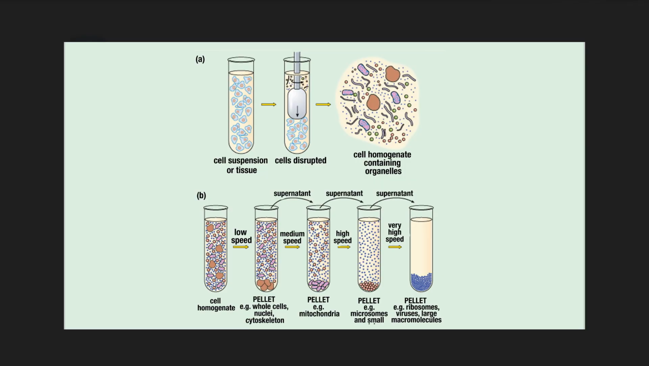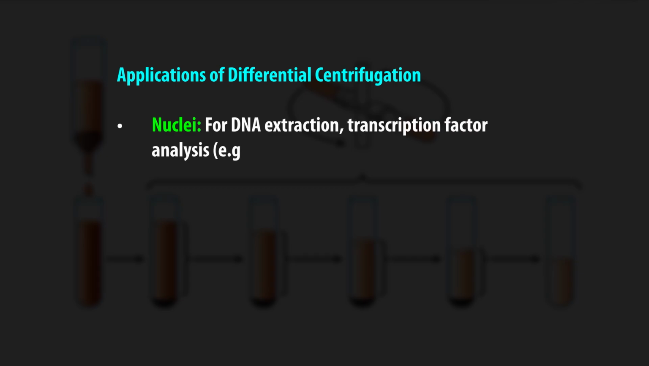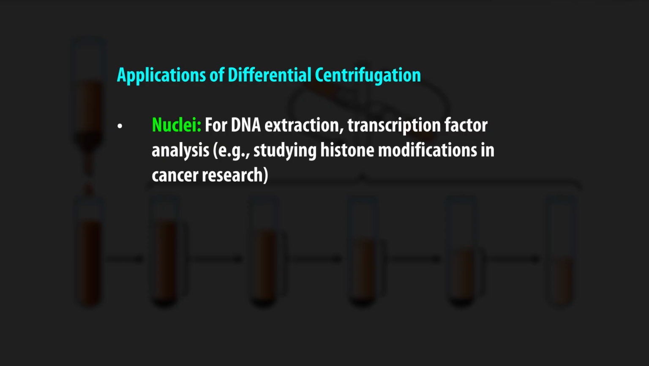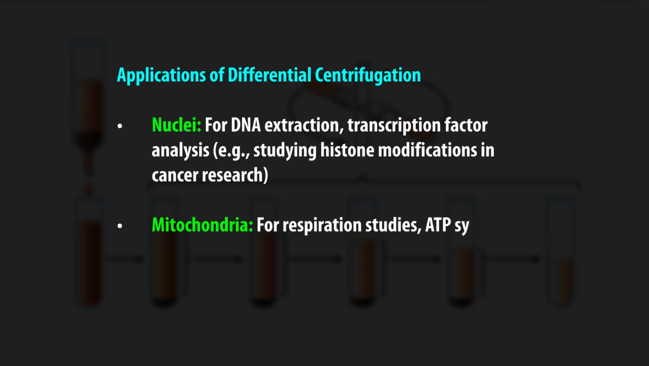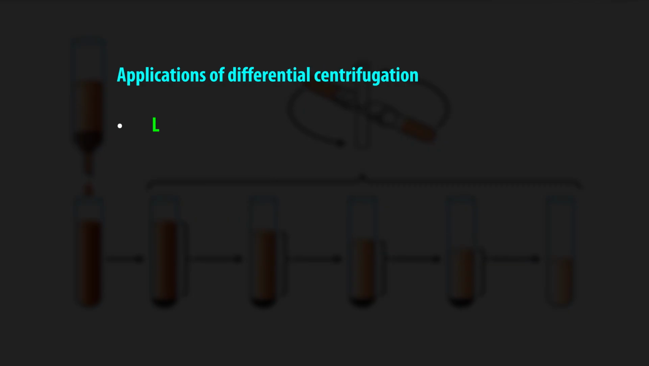Differential centrifugation is used to isolate specific organelles for functional studies. Nuclei for DNA extraction, transcription factor analysis, for example, studying histone modifications in cancer research. Mitochondria for respiration studies, ATP synthesis or apoptosis. For example, cytochrome C release in cell death pathways.